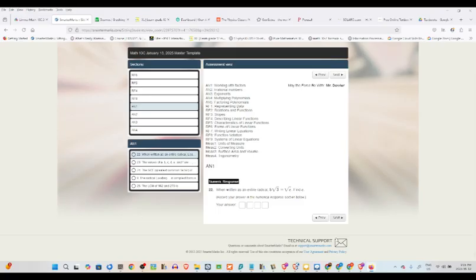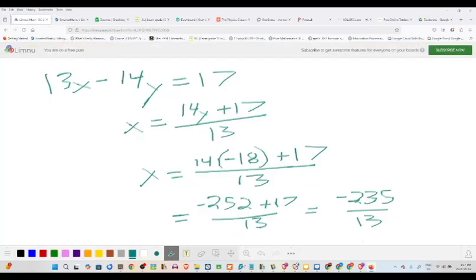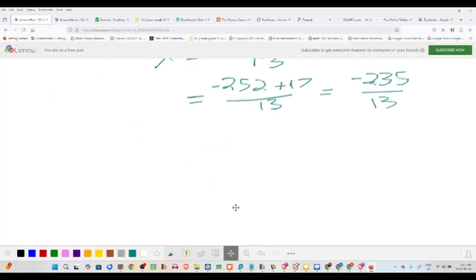Right. So, written as an entire radical, 5 root 3 is the square root of what? We square the 5, multiply it by the 3 to get 75. Now here, 1512. We want to do the prime factorization of 1512.